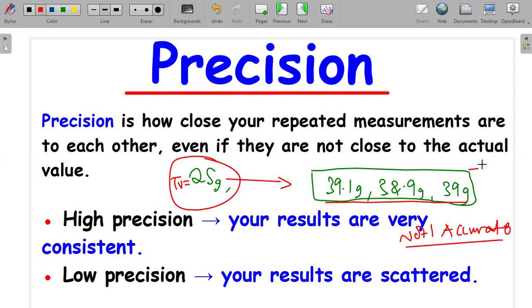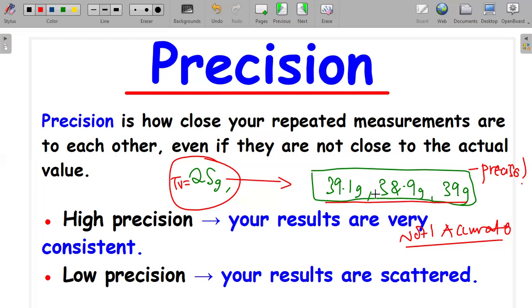So these measurements are actually what? Precise. The measurements are precise, but they are not accurate because their average will not be close to the what? To the true value. So that's what precision is. It's just how close the repeated measurements are to each other, even though they are not close to the what? To the actual value. So if you say you have high precision, then it means that your results are very consistent, meaning your repeated values are very close together like that.